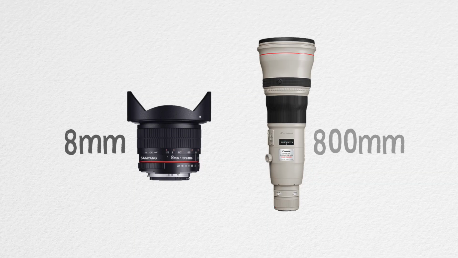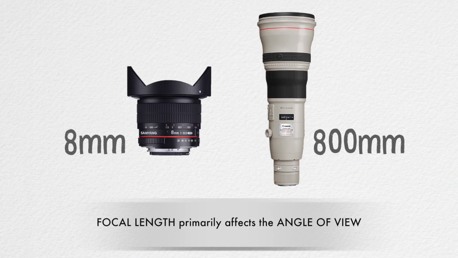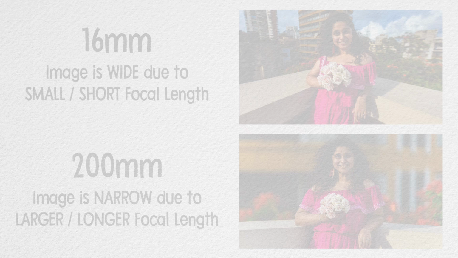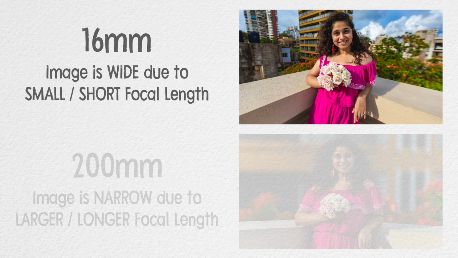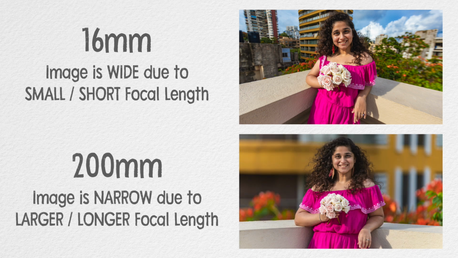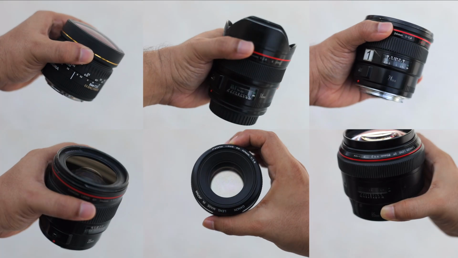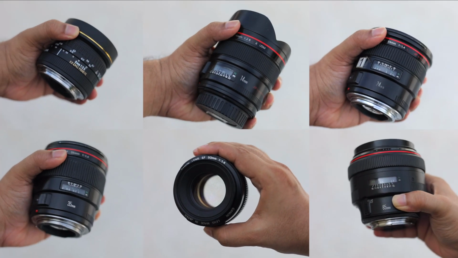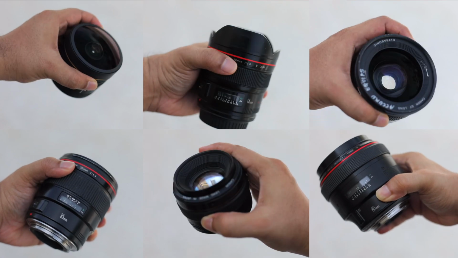Focal lengths can range from 8 mm all the way to 800 mm and they affect the angle of view. That's how much of the world in front of the camera lens gets photographed. The smaller or shorter the focal length, the wider the image. And the larger or longer the focal length, the narrower the image. Let's look at all these prime lenses individually before moving into zoom lenses.